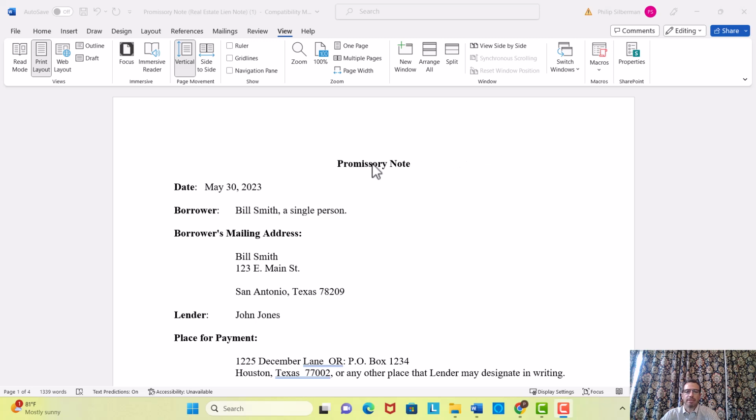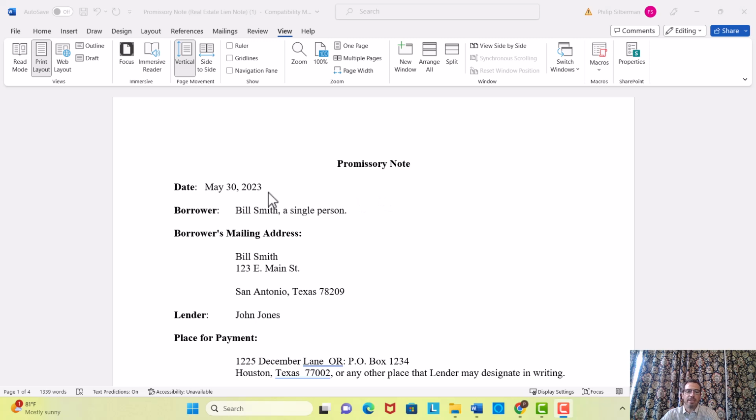You've got the title of the document, promissory note. Sometimes you see that as real estate lien note. Notice there's no notice of confidentiality rights up here in the header like you have in the warranty deed or the deed of trust. That's because in Texas, the promissory note is not usually recorded.